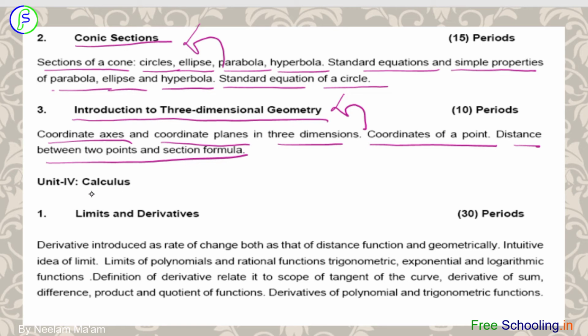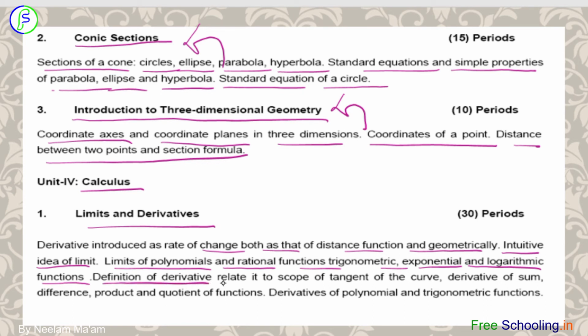Next we have calculus, that is the limits and the derivatives. Derivatives introduced as a rate of change both as the distance function and the geometrically intuitive idea of limit, the limits of the polynomials, and additional functions, trigonometric, exponential, and the logarithmic function. Definitions of derivatives related to the slope of tangent of the curve. Derivatives of sum, difference, products, and the quotient of the function. Derivatives of polynomials and the trigonometric functions.